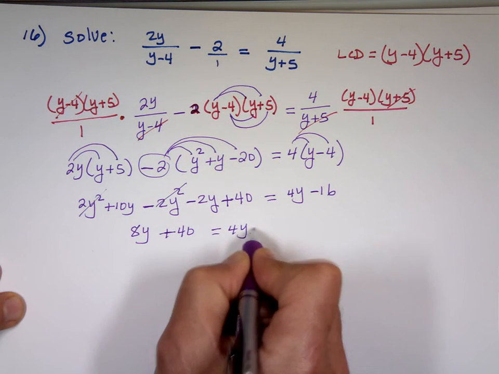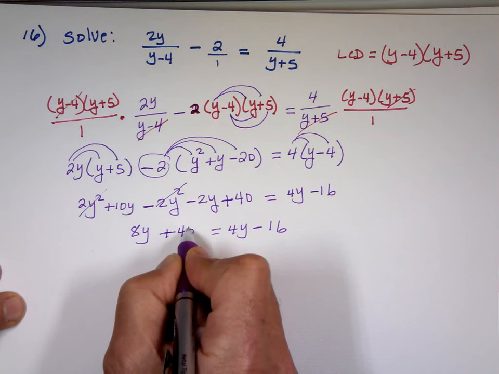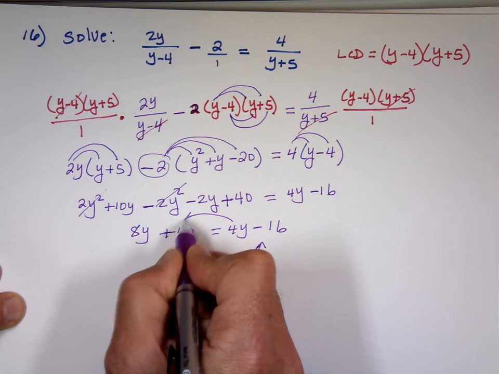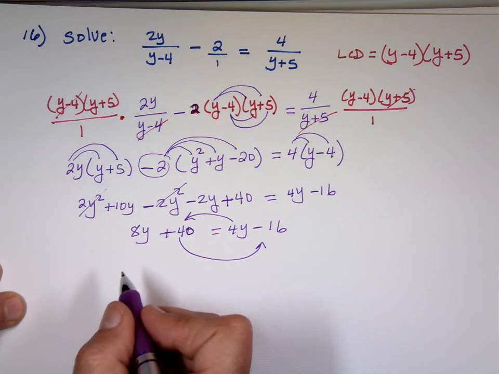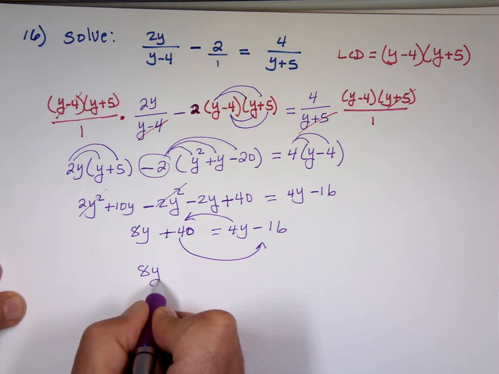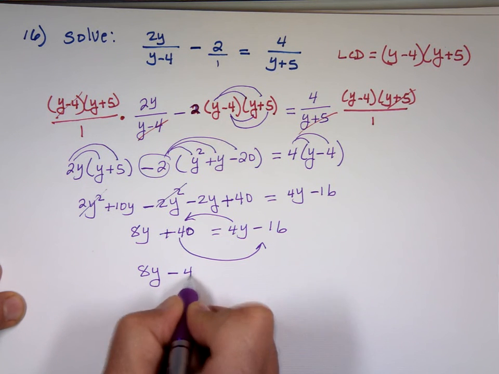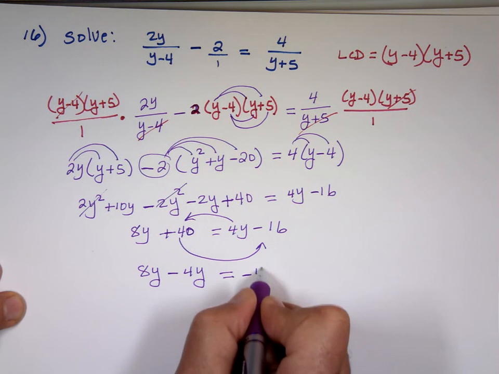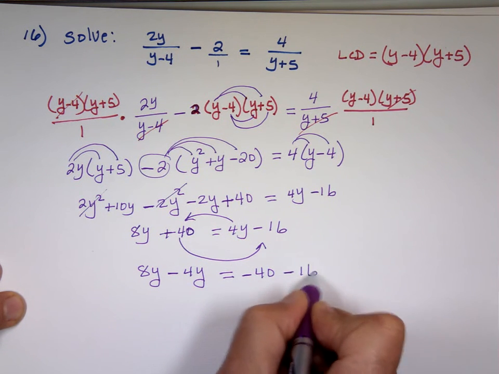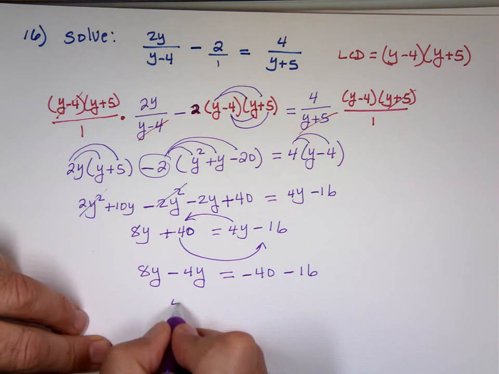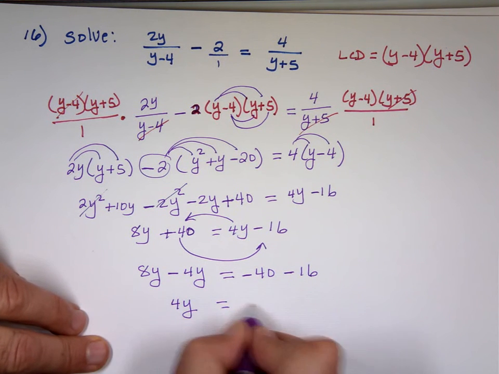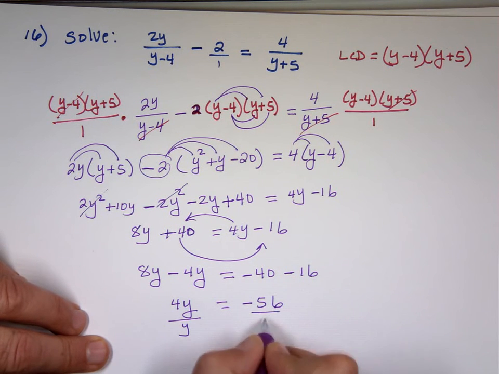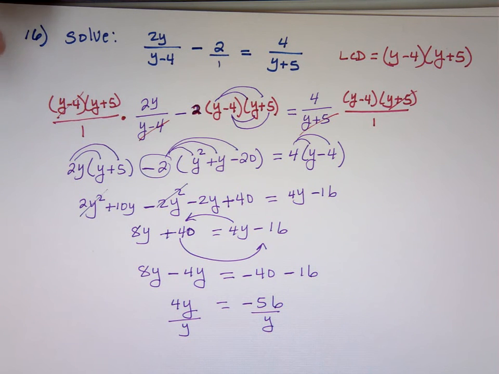This is a linear equation. Take the plus 40 to this side, take the 4y to this side. Change side, change sign. 8y minus 4y equals, take the 40 there, becomes a negative 40 minus 16. 4y equals negative 56. To solve for y, you divide by 4. 4, not y. You can tell I'm getting tired.